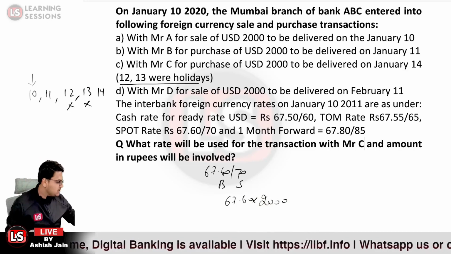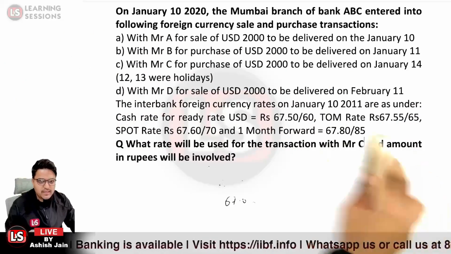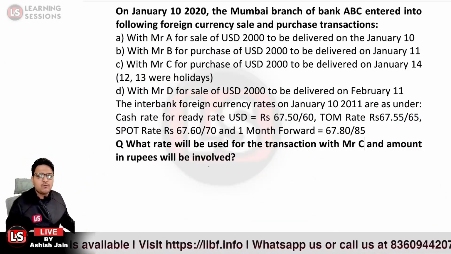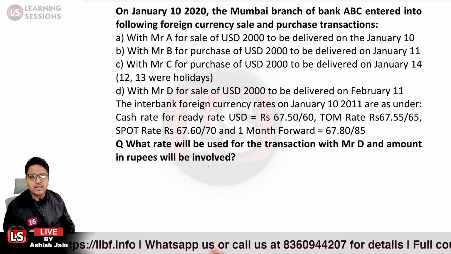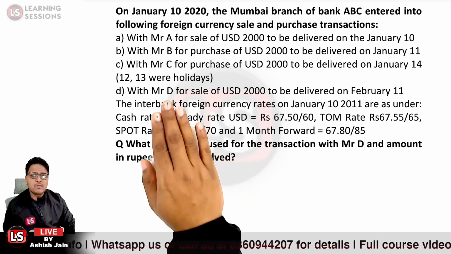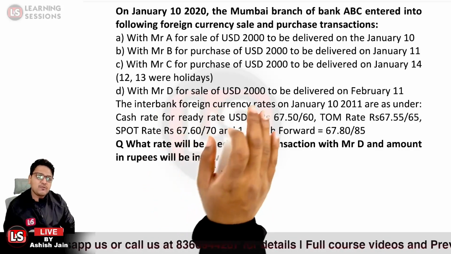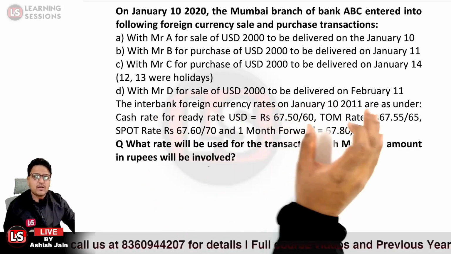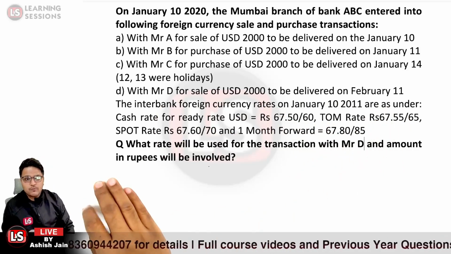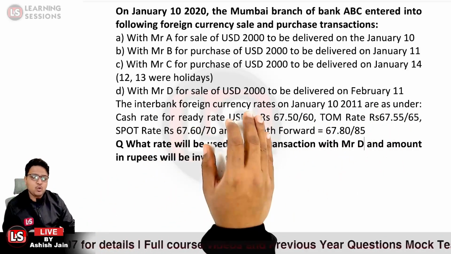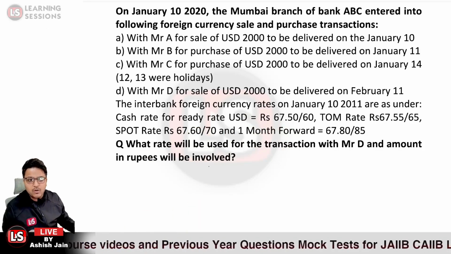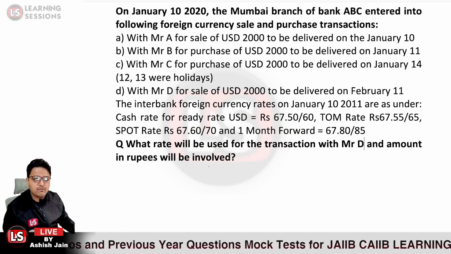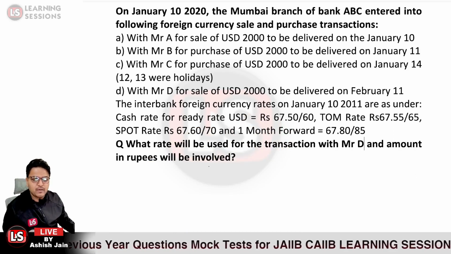Okay. Now related to the last question: what rate will be used for the transaction with Mr. D, and the amount in rupees involved? It says with Mr. D, for the sale of USD 2000 to be delivered on February 11. So for Mr. D, the sale of USD 2000, any day beyond the spot, what rate should be applicable? It will be the forward rate which will be applied over here.